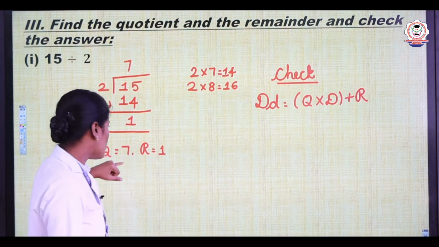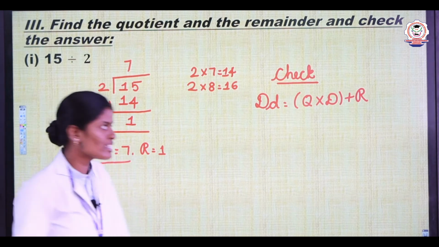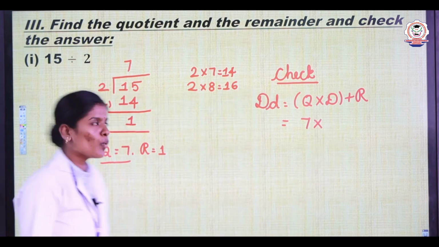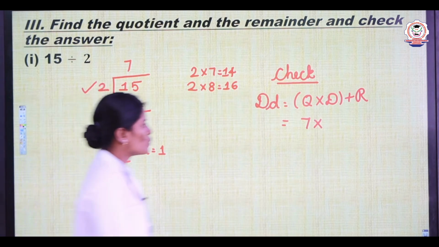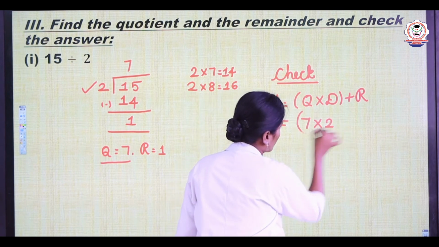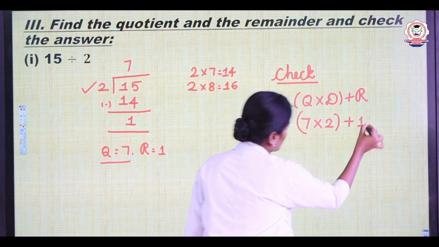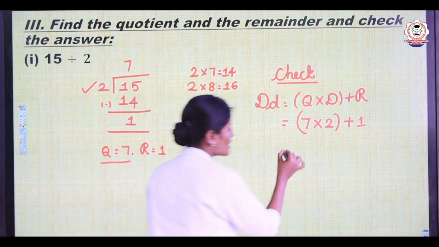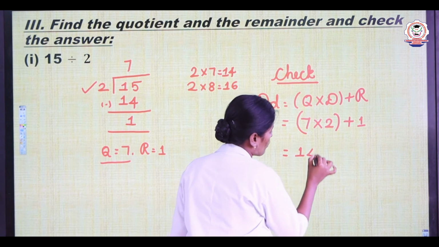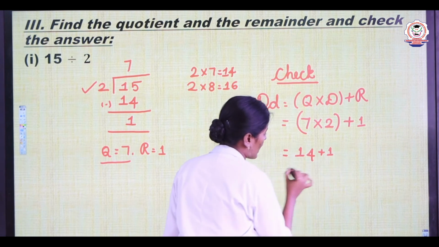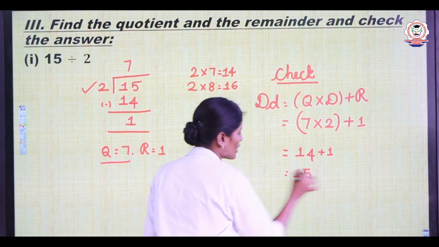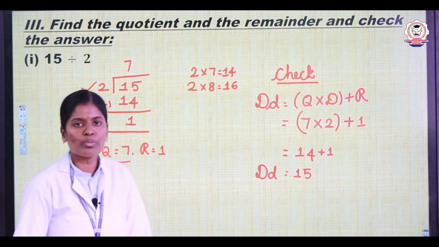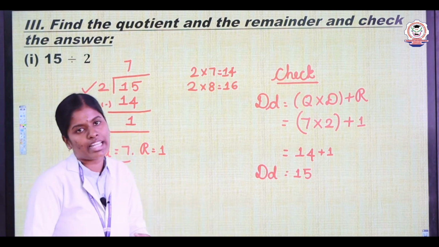Here what is the quotient value we have? Yes, 7. Then what is the divisor value we have? Very good. The divisor value is 2. Then that remainder value is 1. Now 7 twos are? What is the answer? The answer is 14. Now 14 plus 1, the final answer is 15. We got the dividend value 15. Yes, here we have the dividend value 15.